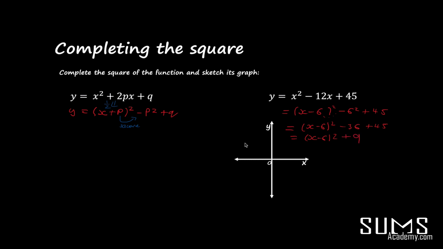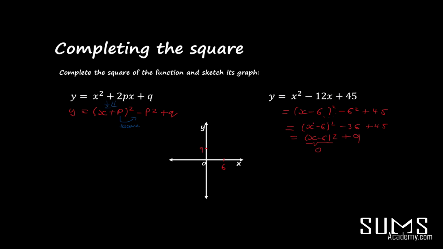Okay, so you want to sketch this. What's that going to look like? Is it going to be a maximum or minimum? Well, it's going to be a minimum because it's positive. So where's the minimum going to occur? Well, we know it's going to occur at 6 because we've got this negative 6 in here. And the minimum value will occur when this is 0. So when this is 0, it's going to be 9. So up here it's going to be 9.